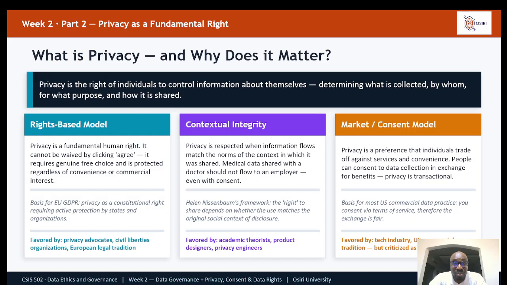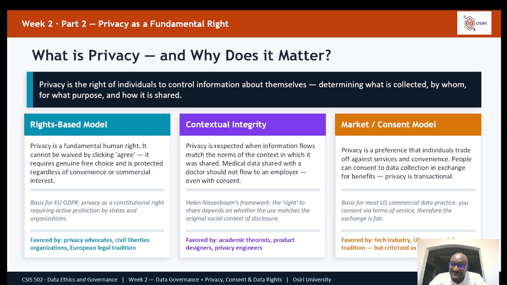I have the right to be private. I have the right to safeguard my personal information. You don't have to force me to divulge what I don't want to divulge. So privacy cannot be waived by clicking agree.